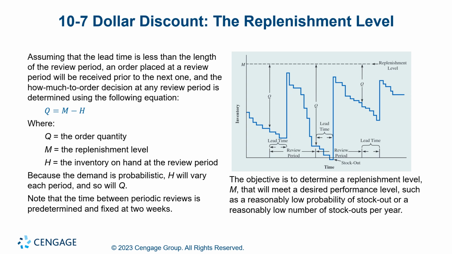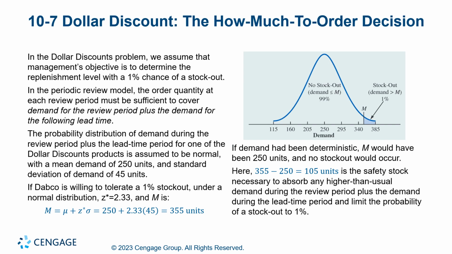In this approach, the objective is to determine a replenishment level that will meet a desired performance level, such as a reasonably low probability of stock out or a reasonably low number of stock outs per year. Now let's look at this example. In this example, we have Dollar Discount Company, and we assume that management's objective is to determine the replenishment level with only a 1% chance of a stock out.